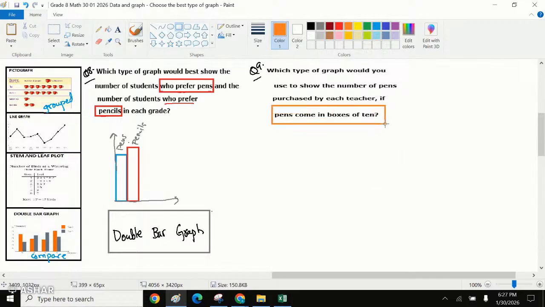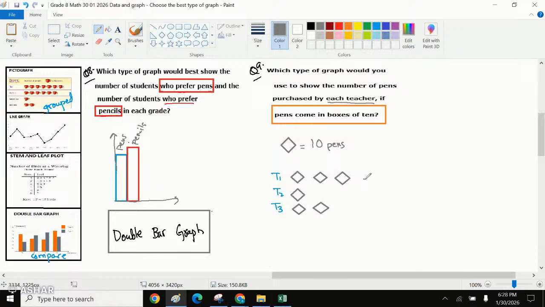What we can use is, since we saw that the pens come in boxes of 10, a single icon would show us, let's suppose this equals 10 pens, by each teacher. So if teacher 1, teacher 2, and teacher 3 were there, if teacher 1 purchased maybe 3 boxes, teacher 2 purchased 1 box, and teacher 3 purchased 2 boxes, right?